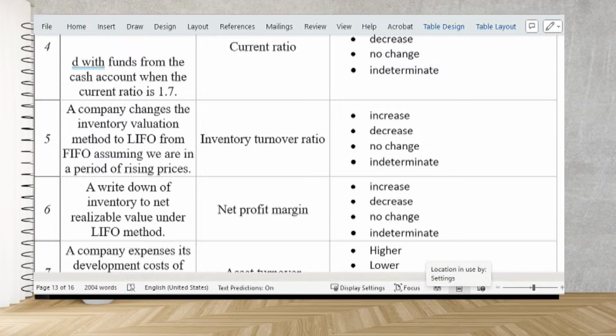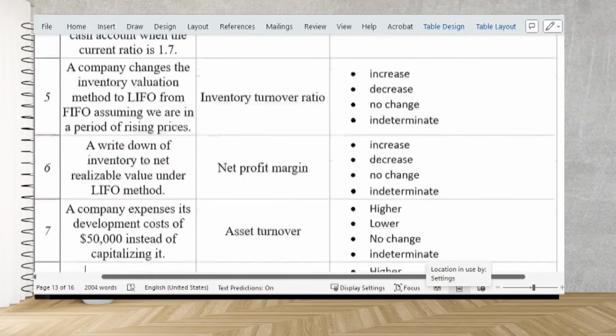Sir, it increased because of the change in method to LIFO in a period of rising prices. So the inventory value goes down. So the average inventory we put in the denominator is lower, and that's why the ratio increases. Correct. Next.